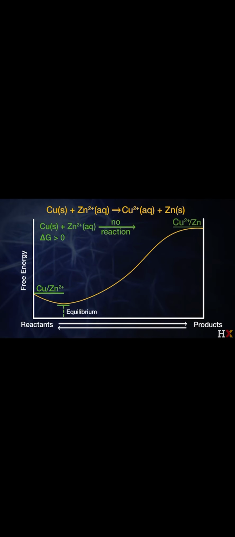So if I write copper going to copper 2+ with zinc 2+ going to zinc metal, those 2 electrons have to flow uphill on a Gibbs free energy surface, and that means that delta G must be greater than 0, and that reaction is non-spontaneous.